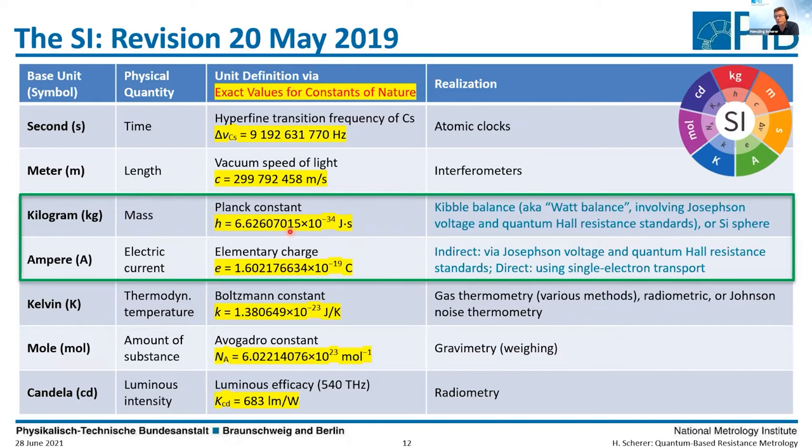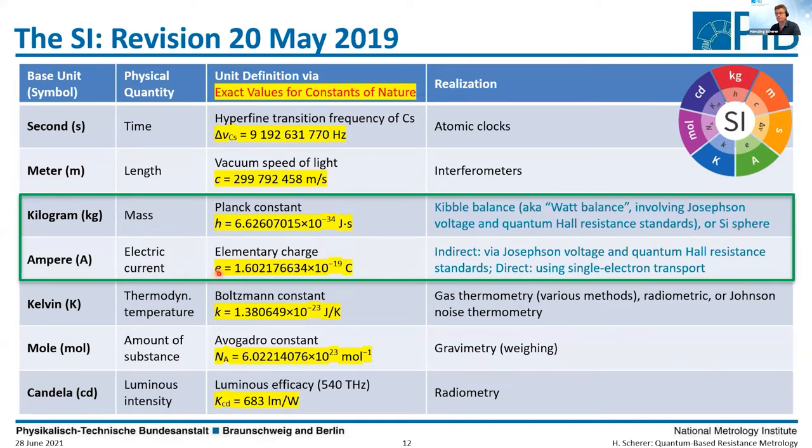And turning now again to this problematic region of kilogram mass, you see that the kilogram is now defined via a fixed value for the Planck constant, which is given here. So this value has no uncertainty. And it is realized via a Kibble balance, which is formally called Watt balance, which involves Josephson voltage and quantum Hall resistance standards or effect, or a silicon sphere with a well-known number of silicon atoms.